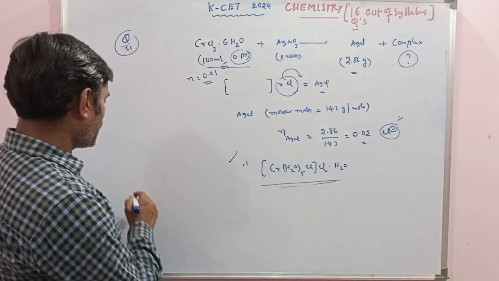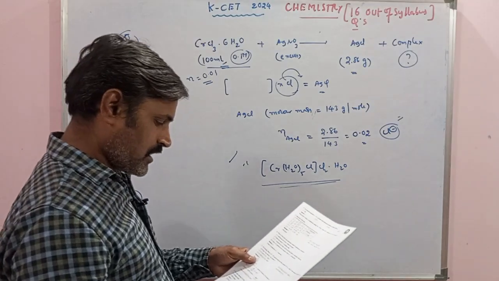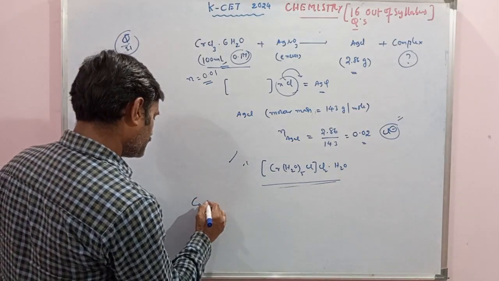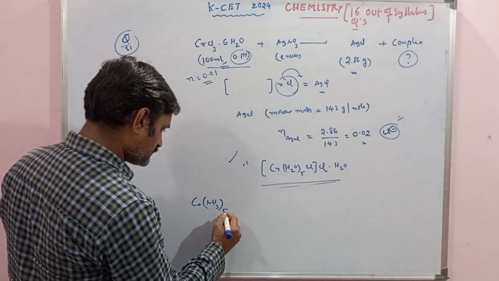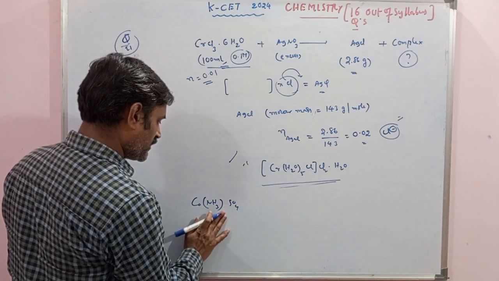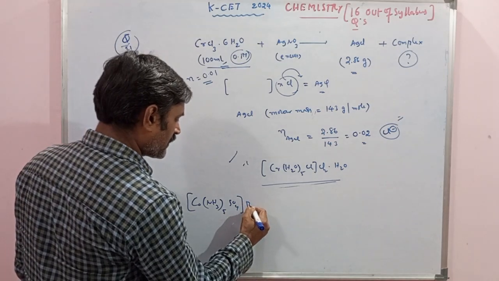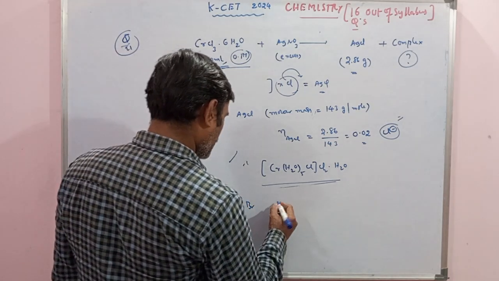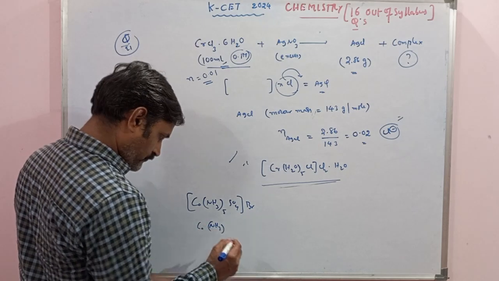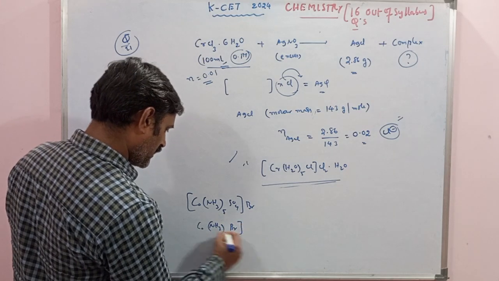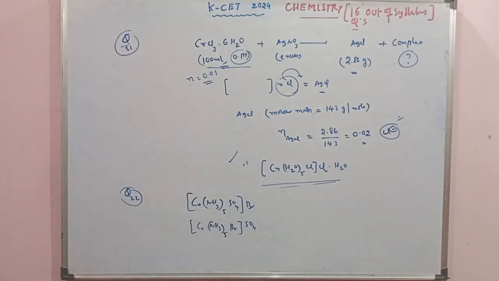Next, moving on to question number 22. It also came from coordination compounds, isomerism. They have given a formula [Co(NH3)5SO4]Br, with the bromine outside, and another complex formula, [Co(NH3)5Br]SO4, with the SO4 outside.